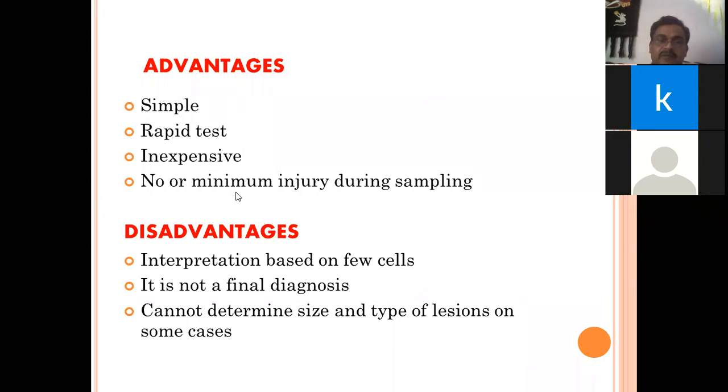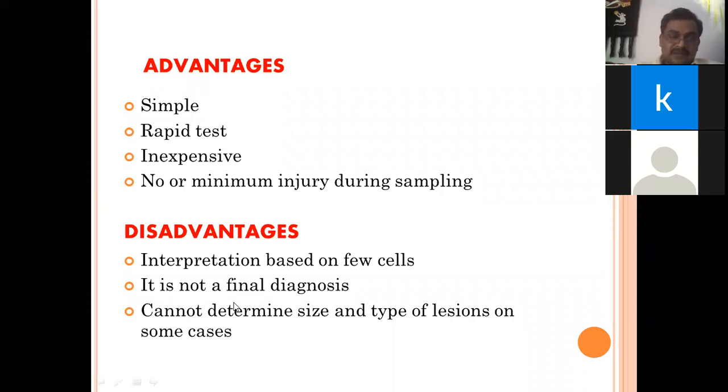So usually in exfoliated cytology there is no injury, but in interventional or aspiration cytology there can be minimal injury. But at the same time, the disadvantage is that your whole interpretation is based only on the few exfoliated cells that you are collecting. So on the basis of these few cells, you are going to give your whole interpretation, so there is a chance that there can be a false negative.